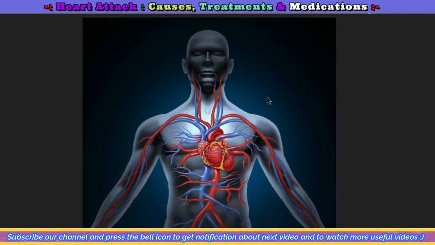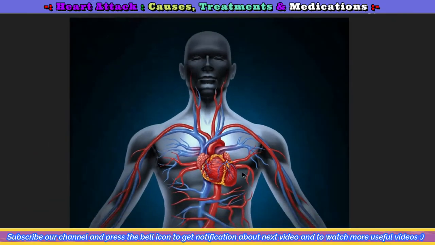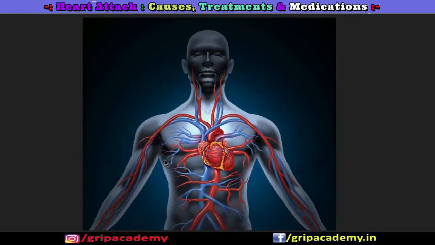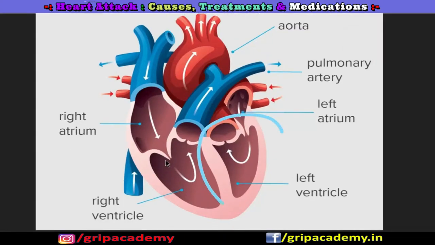Our heart is a muscular organ that pumps blood containing oxygen and nutrients to the different parts of our body. If you can see this picture, the heart is pumping blood to the different parts of our body. The main pumping chamber of our heart is the left ventricle. I hope you are able to see this diagram properly. This is the left ventricle, which is the main chamber to pump the blood to the different parts of our body.